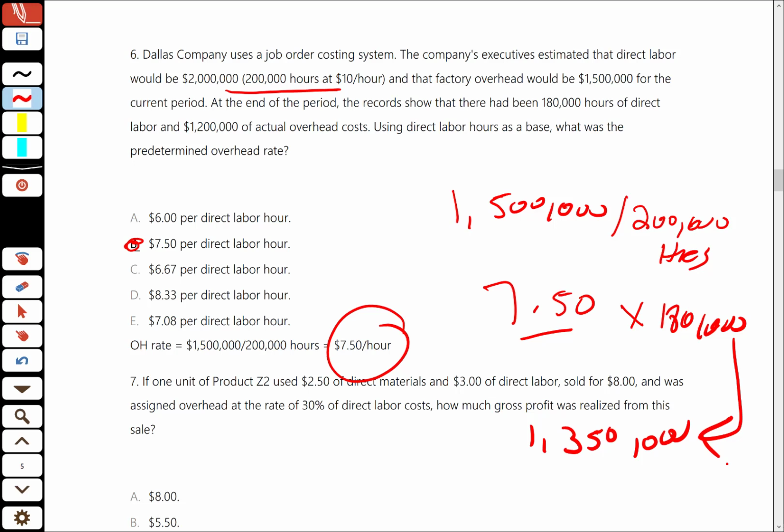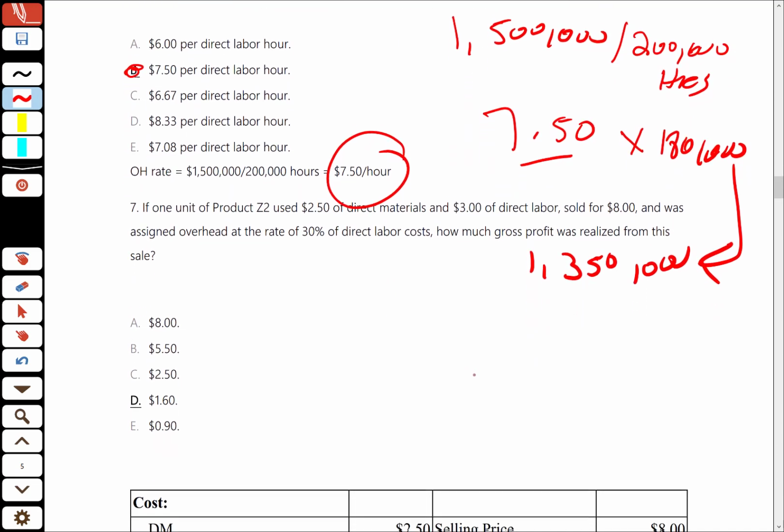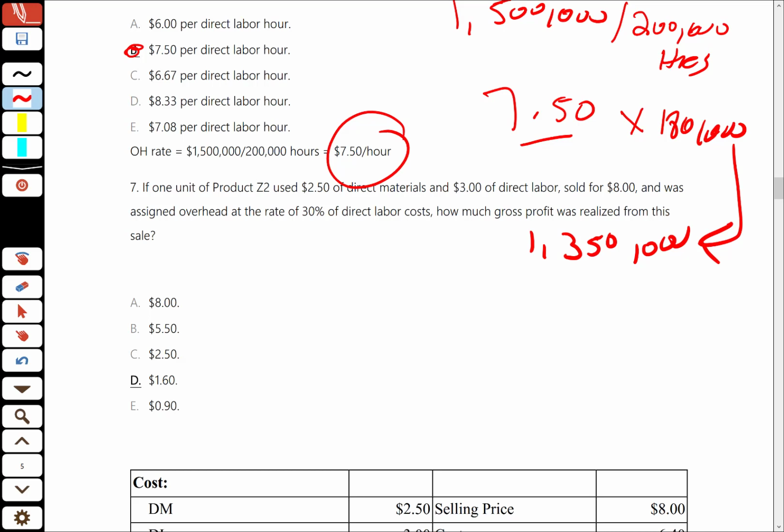1,350,000. Okay, good. What are we on? Number 7 now. If 1 unit of product Z2 used $2.50 of direct material, $3 of direct labor, sold for $8, and was assigned overhead cost of 30% of direct labor costs, what is the gross profit? Remember I told you I'm going to hold you accountable to gross profit, right?